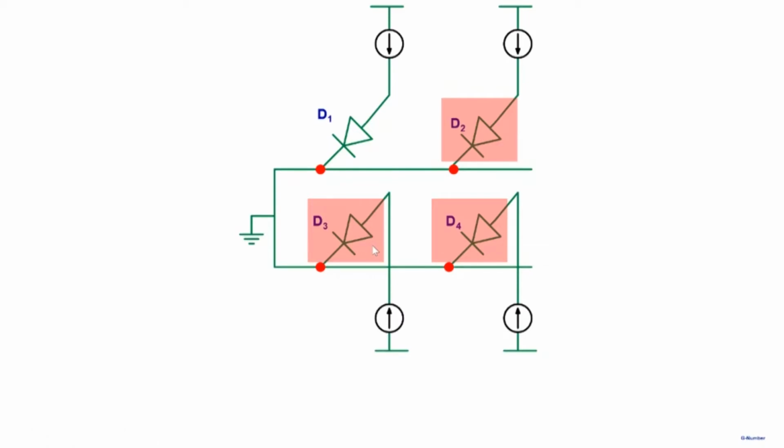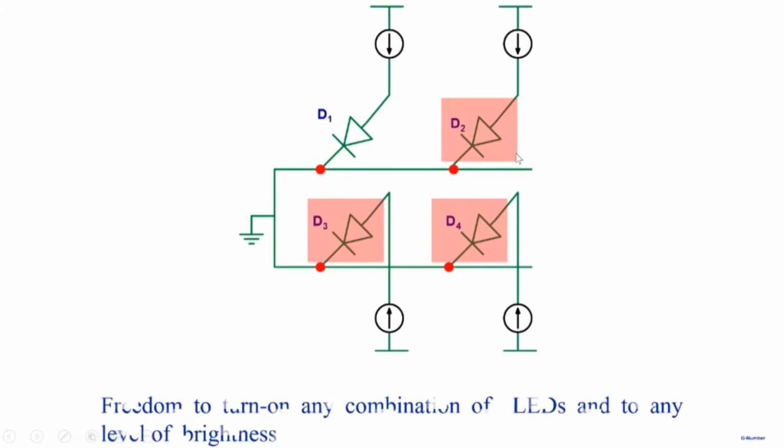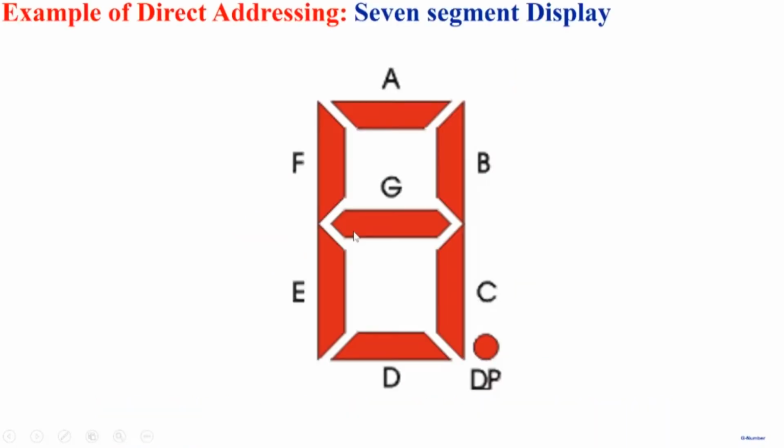In order to create an image, you need to turn LEDs on or off selectively, and the degree of brightness also you need to control. And we are able to achieve that. But there's a problem. So we have freedom to turn on any combination of LEDs and any level of brightness. But there's a problem here.